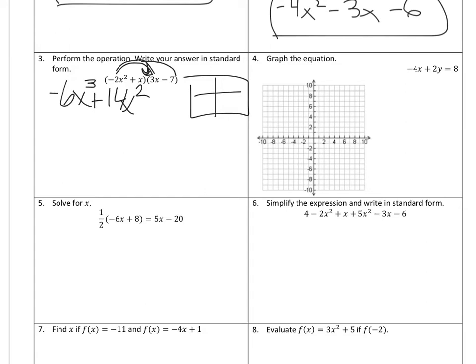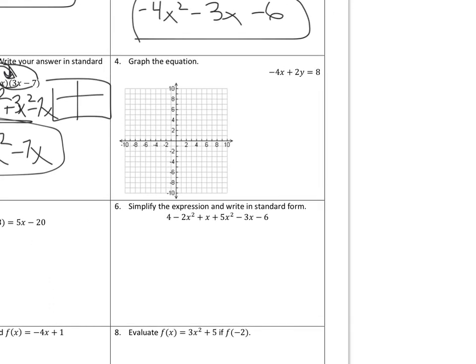Now we're going to distribute the x. X times 3x is a 3x squared, and then x times negative 7 is a negative 7x. Find all your like terms, which are these middle two terms, and combine them. Negative 6x cubed plus 17x squared minus 7x.